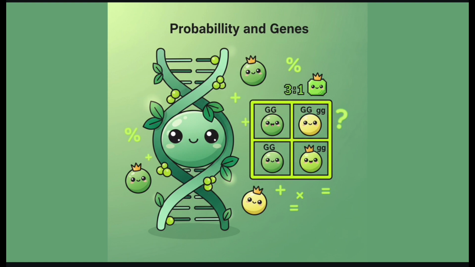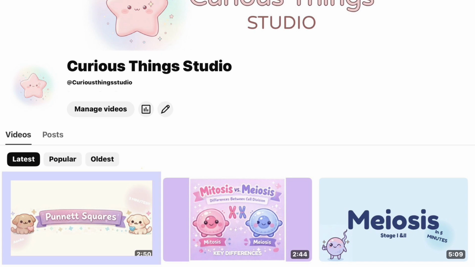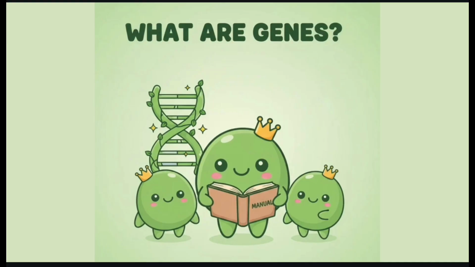Have you ever wondered why you don't look exactly like your brother or sister? Or how scientists can predict what traits a baby might have? Well, in this video, we're going to learn about how probability is related to genes and how scientists use Punnett squares to make predictions about traits. But before you watch this video, make sure you watch the Punnett squares video, which will be linked in the description below. Anyways, first let's talk about genes.